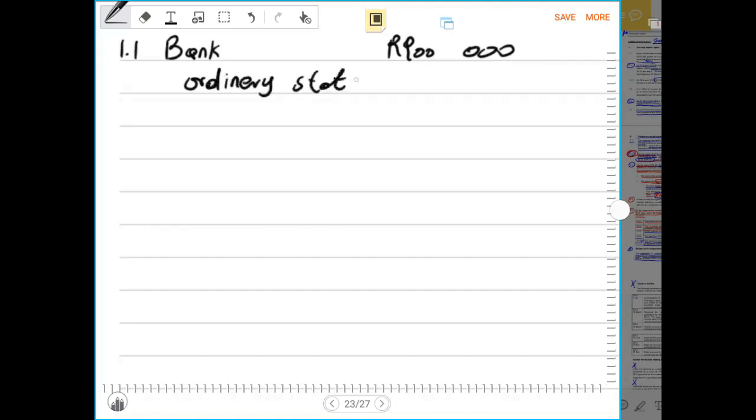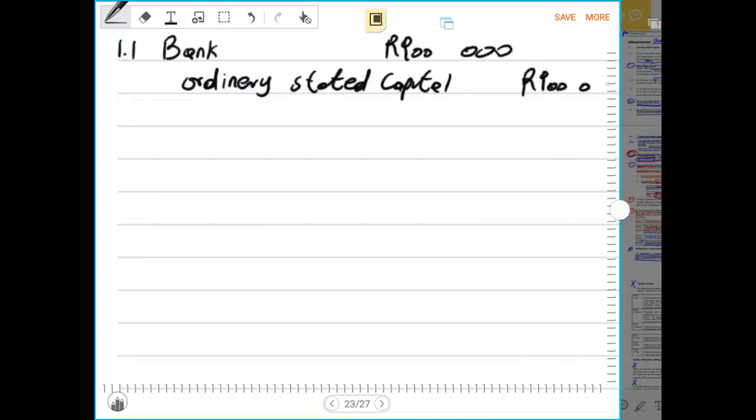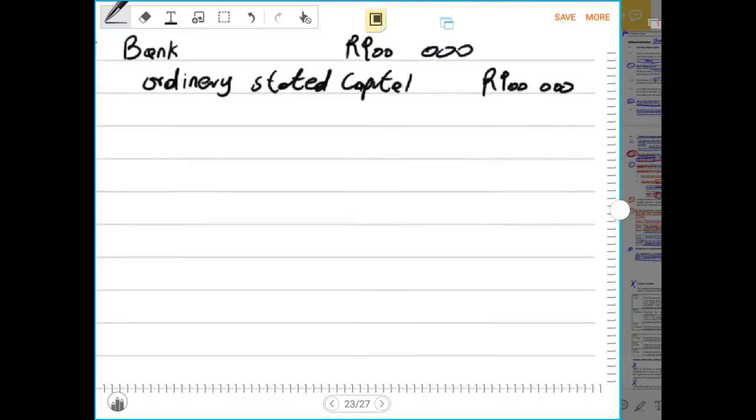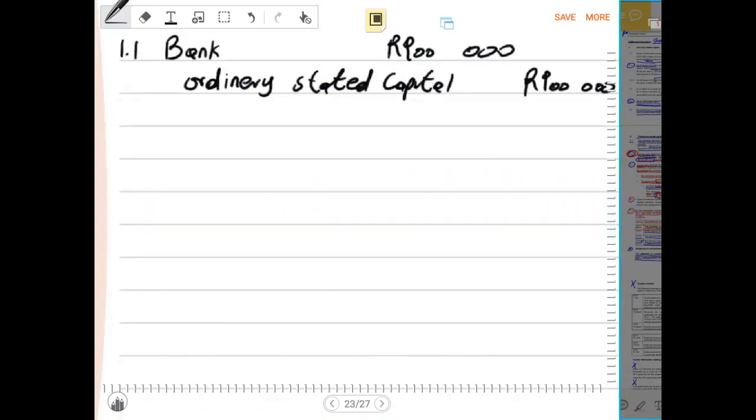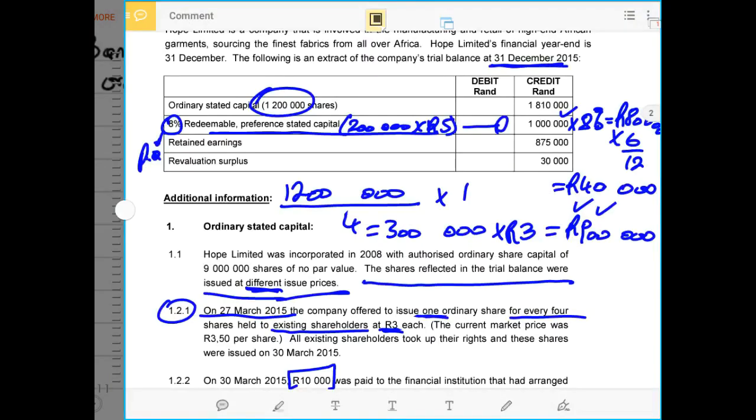Ordinary stated capital, and our ordinary stated capital will be an amount of 900,000 rands. Nothing will change. That will be 900,000 rands. So now we have recorded the first part of 1.1, which was just to record the right issue.